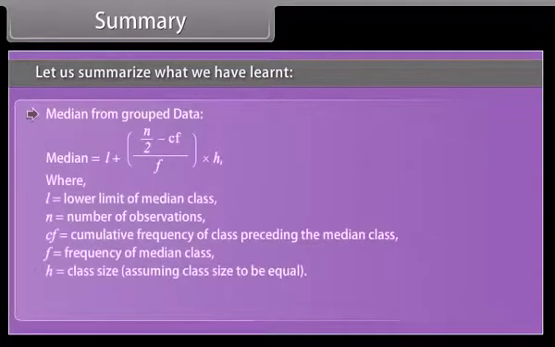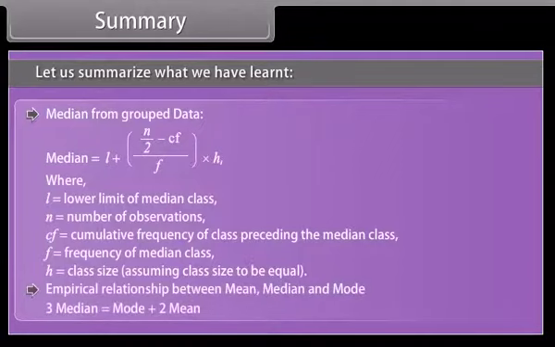Median from grouped data. L plus (n by 2 minus Cf) divided by f and multiplied by h, where L is equal to the lower limit of the median class, n is equal to the number of observations, Cf is equal to the cumulative frequency of the class preceding the median class, f is equal to the frequency of the median class, h equals the class size assuming class size to be equal.